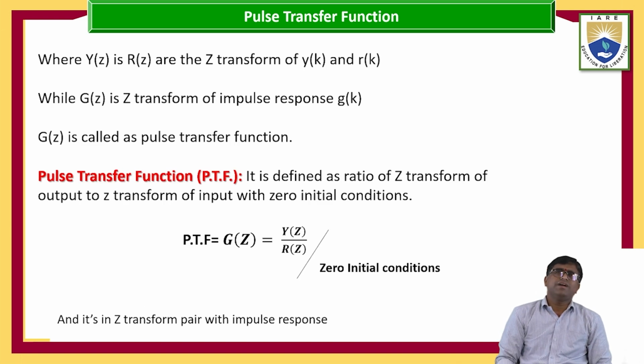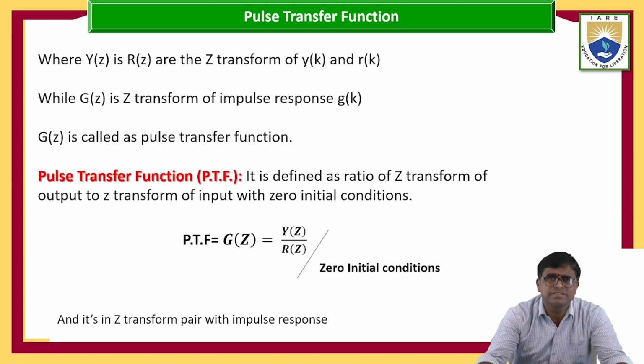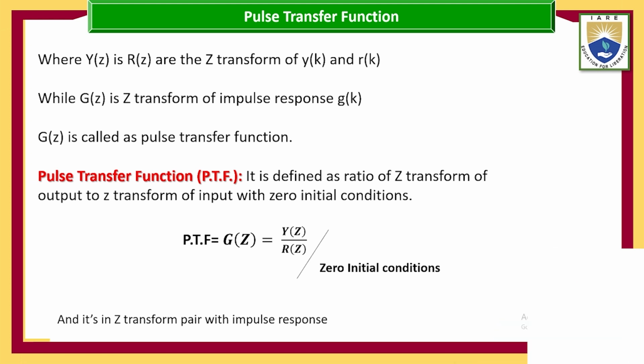Now here Y of z and R of z are the Z transforms of y of k and r of k, where G of z is the Z transform of the impulse function. G of z is also called the pulse transfer function. So here I am defining the pulse transfer function. The pulse transfer function is defined as the ratio of the Z transform of the output to the Z transform of the input, making all initial conditions 0. That is, for a function in the time domain, now I am going to convert it into the z domain.